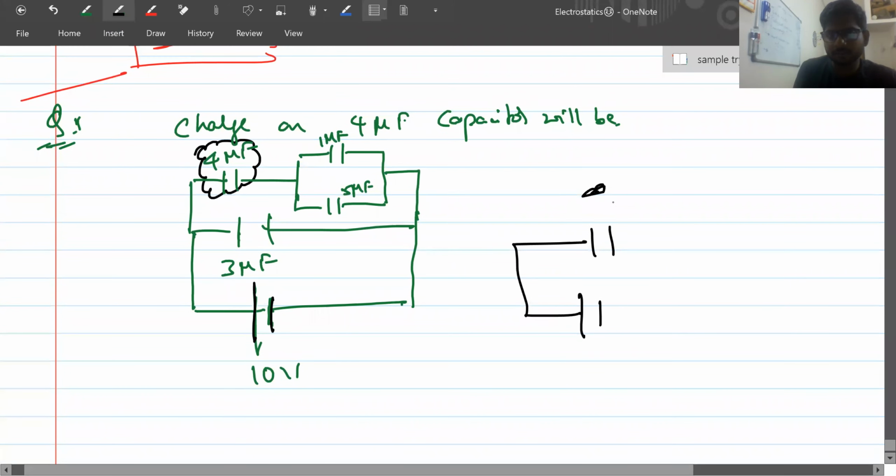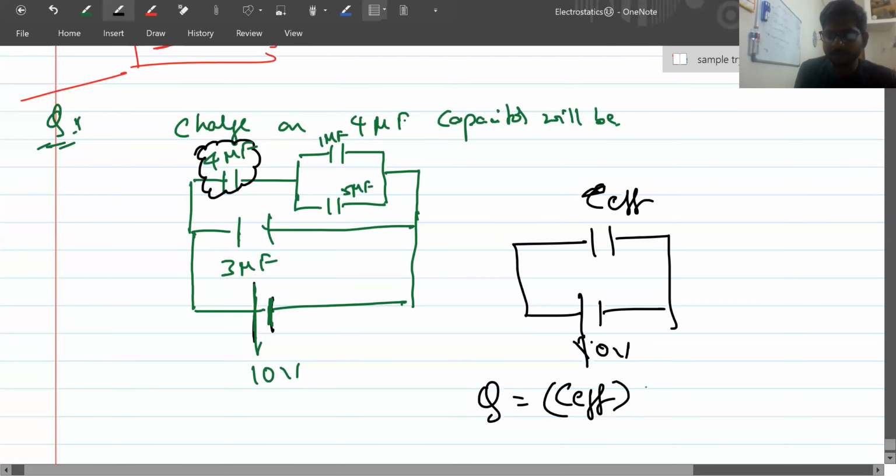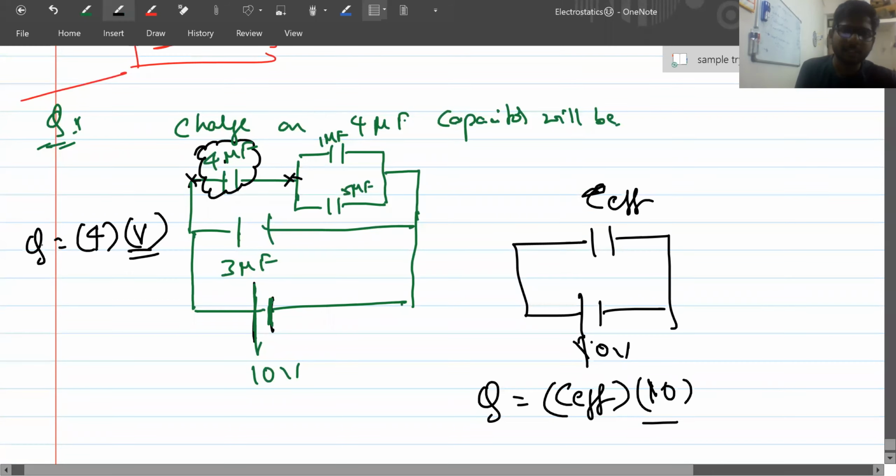This is a 10 volt battery. Then the charge on the entire circuit will be Q is equal to C effective into 10 volts. But if you want to know what is the charge on this 4 microfarad capacitor, if you're able to find out the potential difference between these 2 points, then the charge will be equal to capacitance 4 into that potential drop between them. Then we'll be able to get the charge on the 4 microfarad capacitor.